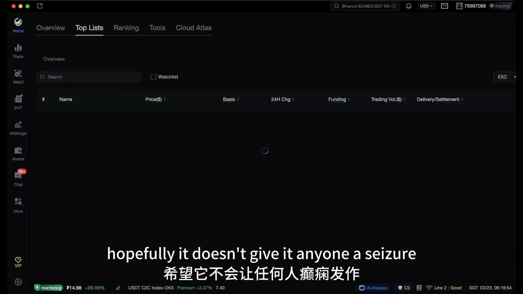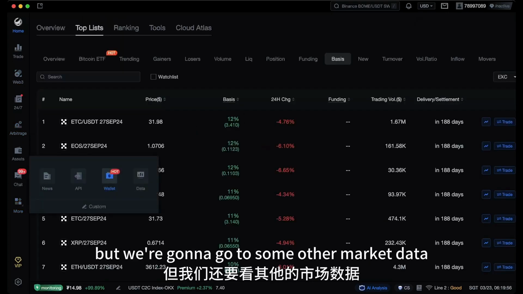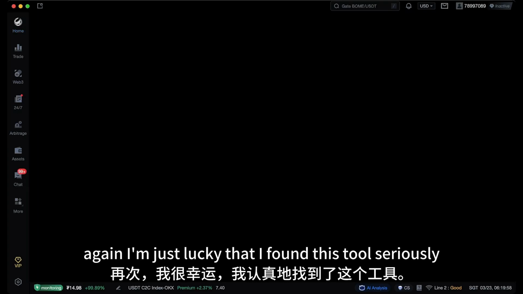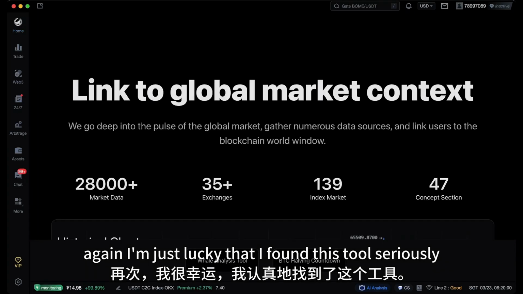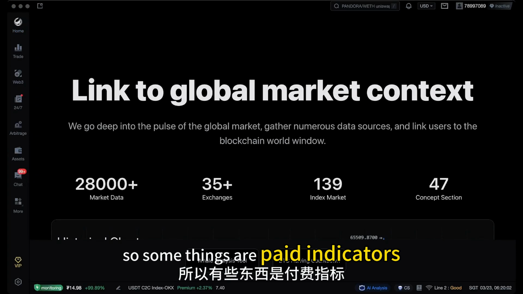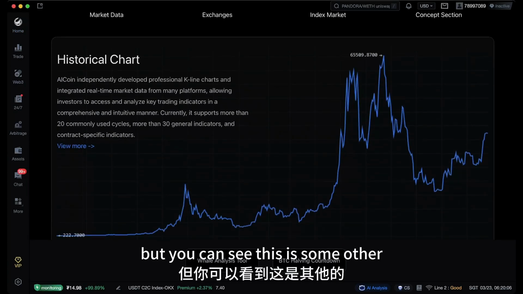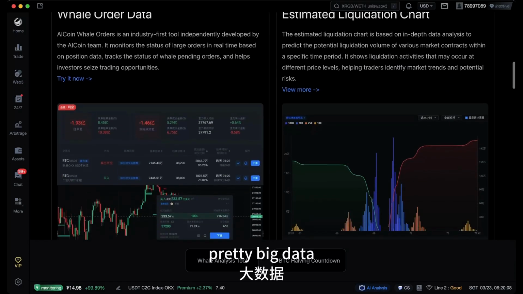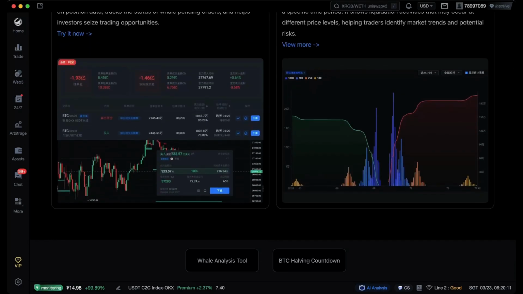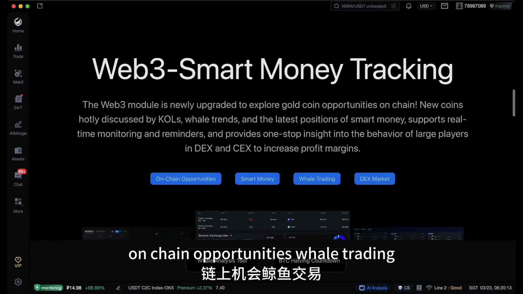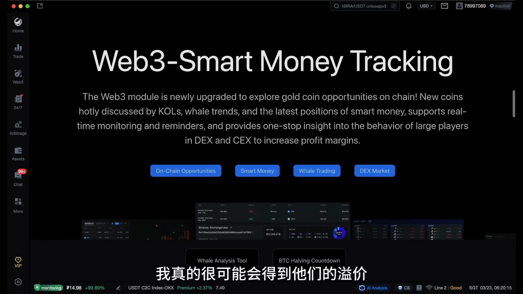Let me go back to home and go to data. Okay. Hopefully that doesn't give anyone a seizure, but we're going to go to some other market data. Again, I'm just lucky that I found this tool, seriously. So some things are paid indicators. I think this one is. This one's not, but you can see this is some other pretty big data.